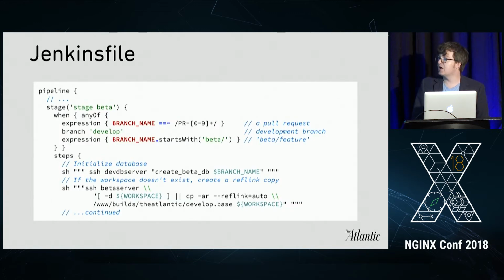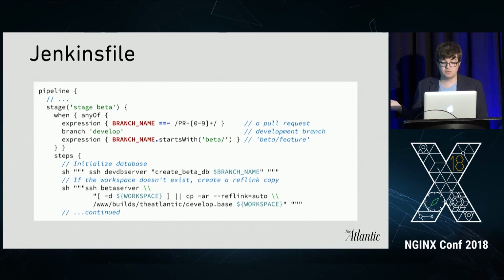So here's a slimmed down version of our Jenkinsfile with just the beta stage highlighted. It starts off with a conditional. It checks the branch, whether it's a pull request, a branch that begins with beta /, or the develop branch, which we also want to QA before it gets merged into master. If those conditions are met, then it executes the steps.